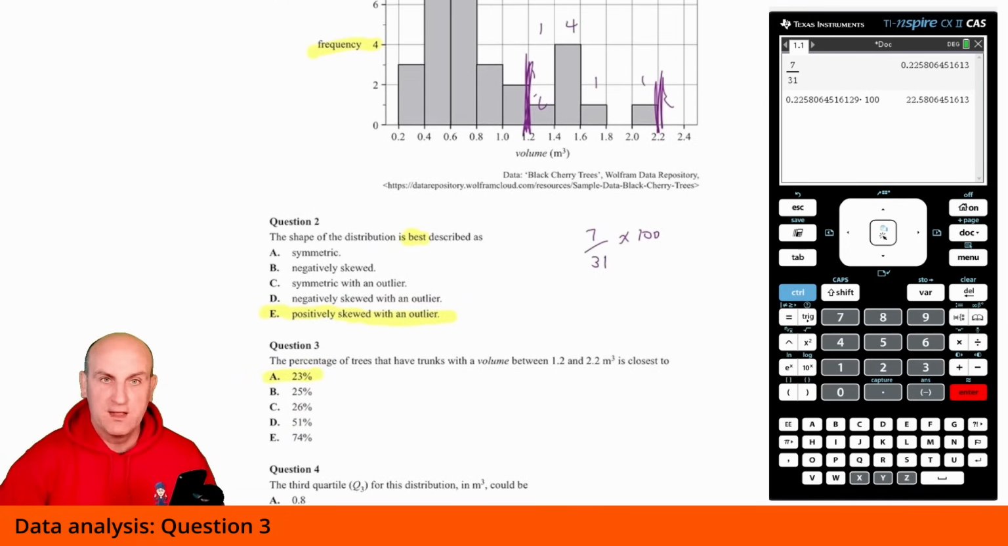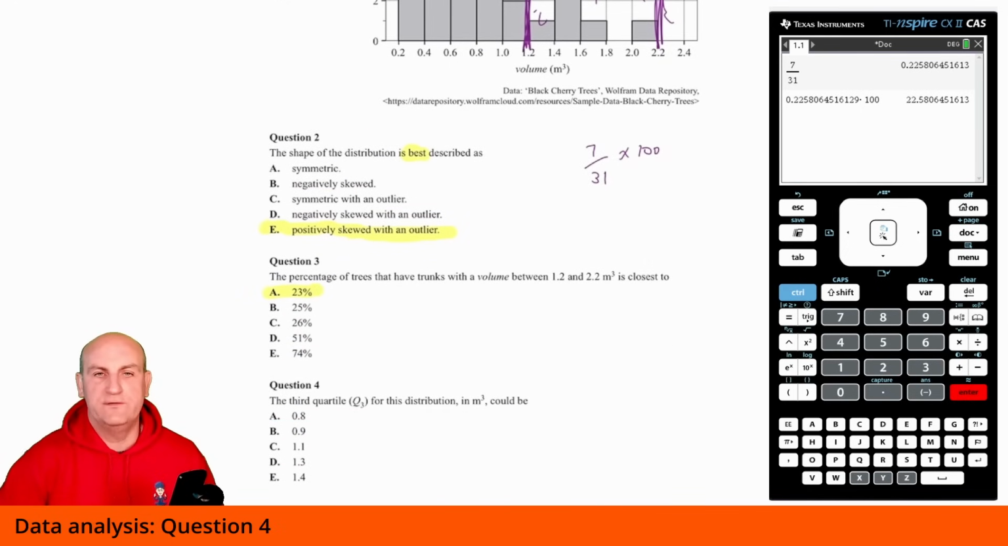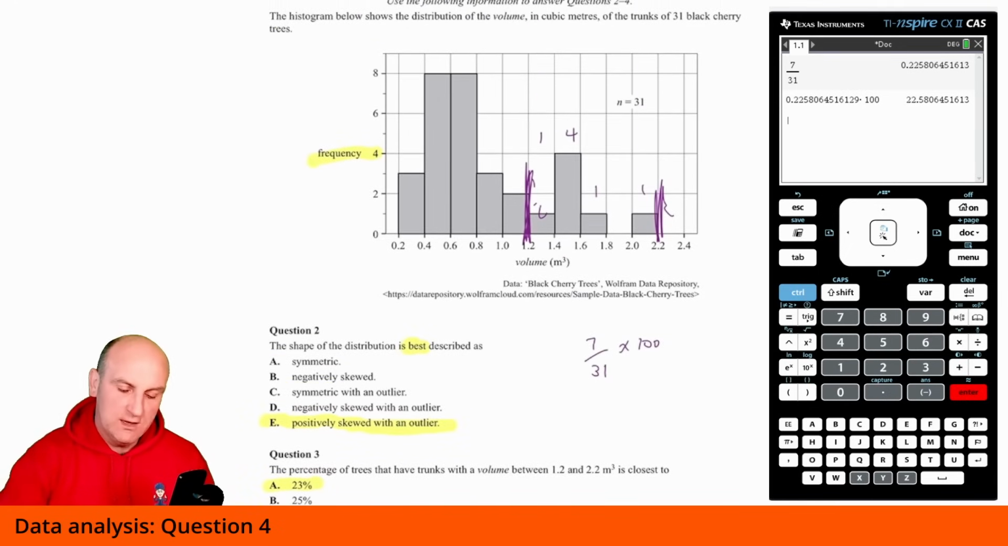Awesome. Let's keep going. The third quartile for this distribution in meters cubed could be, right? So again, I've seen this question before, and in fact, I think it was on the 2022 exam in November. So the third quartile for this distribution could be, well, if it's the third quartile, I'm looking to split my data. Now, again, in this situation, I know I've got 31 data items. So I know now I'm going to have 15 data items on one side, a central data item, and then another 15 on the other side.